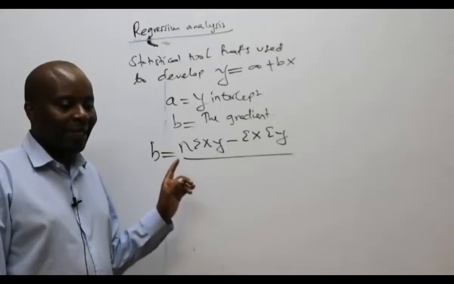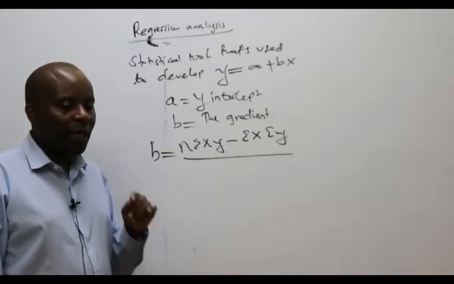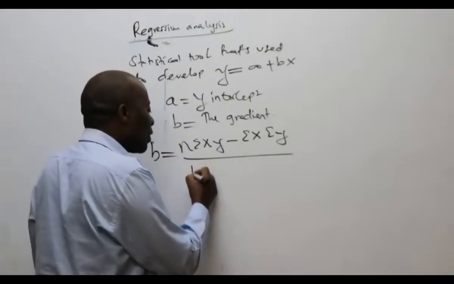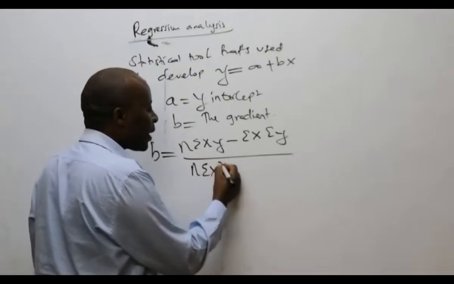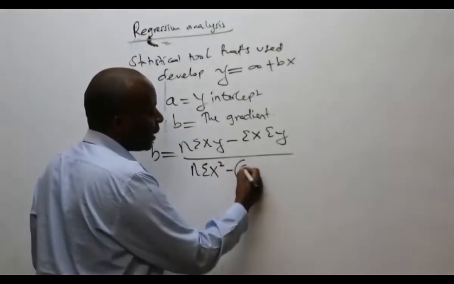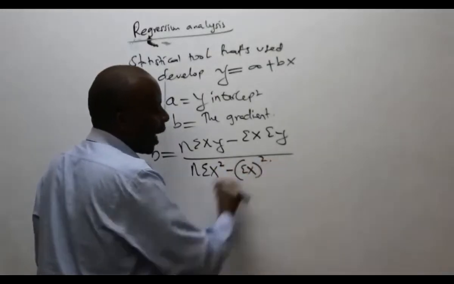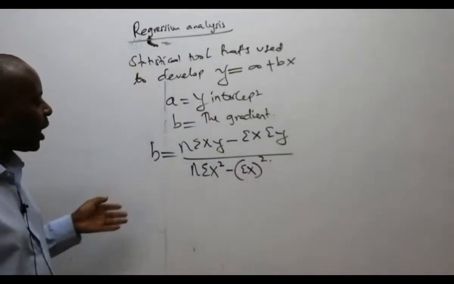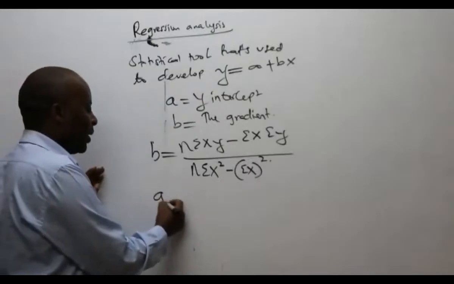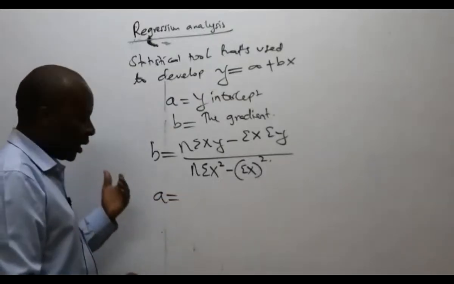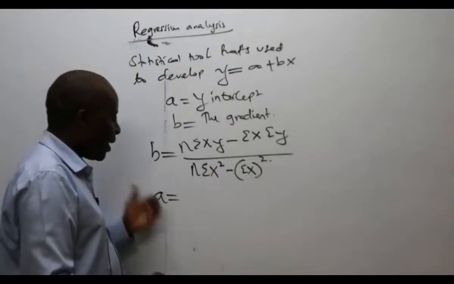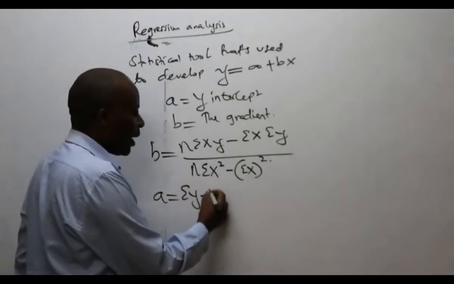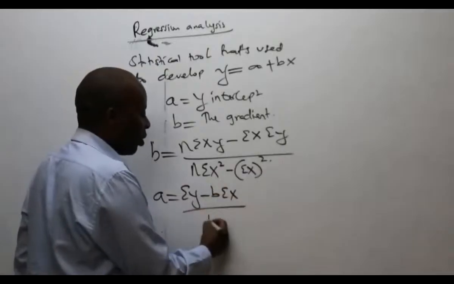How about the denominator? You can see what this student is saying. He says that to get the denominator here, we shall be taking n summation of x squared minus, in bracket, summation of x, squared. So this is very important for us. To help you very quickly, to get a, which is the intercept, we normally take summation of y minus b summation of x, all over n.